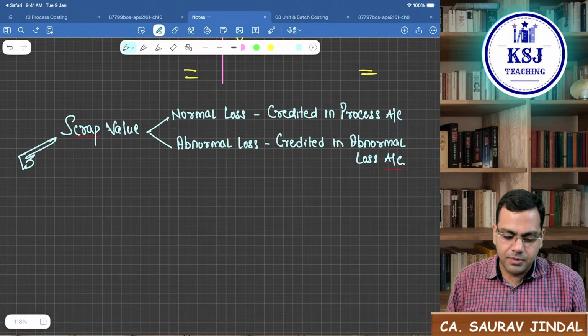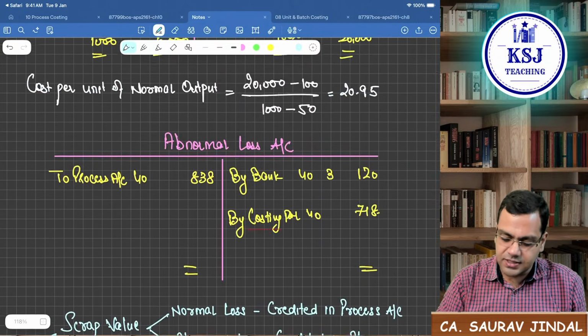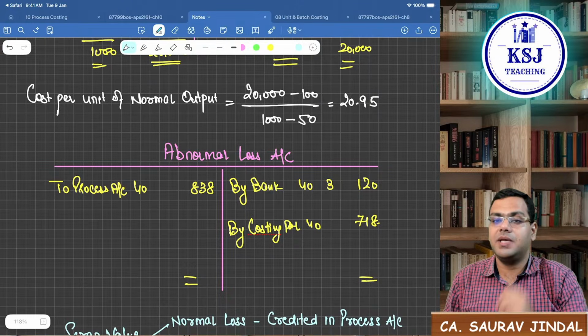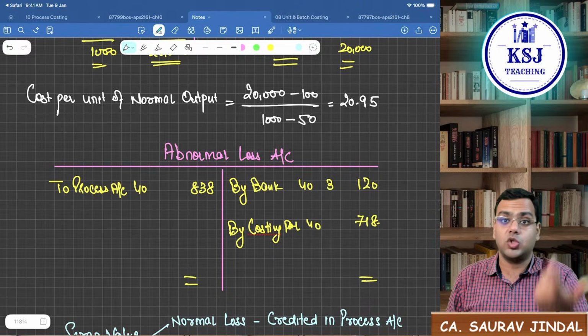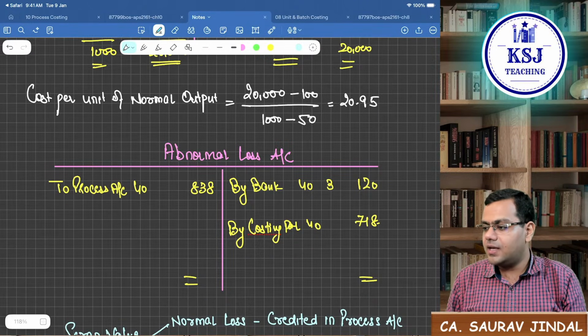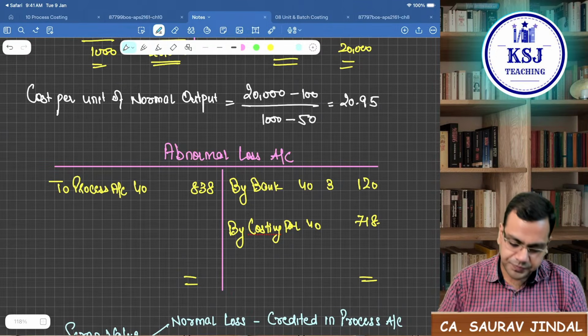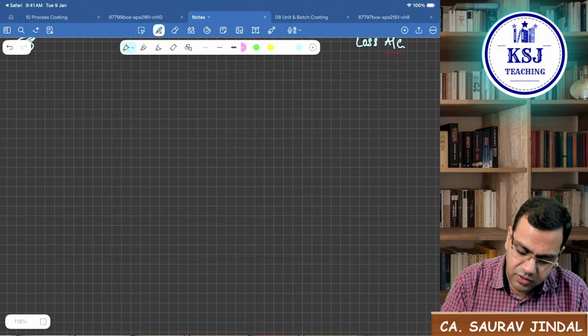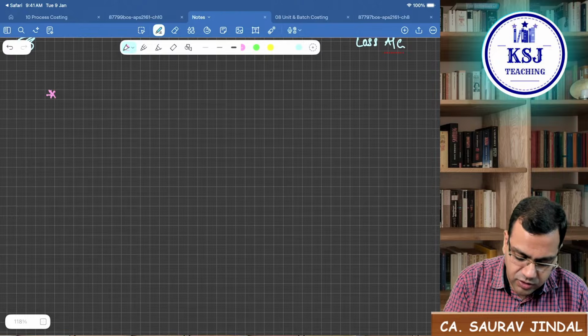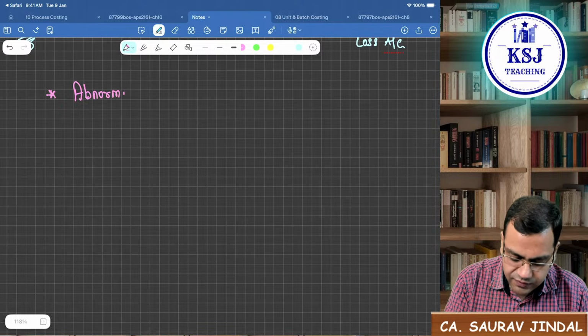Clear with the abnormal loss? Let's move to the next part. There can be an abnormal gain also, right? So what is an abnormal gain? How to treat abnormal gain? That we have to see now. Next we are going to talk about abnormal gain.